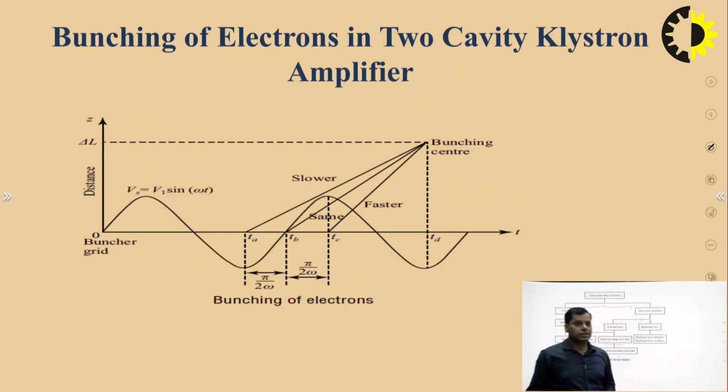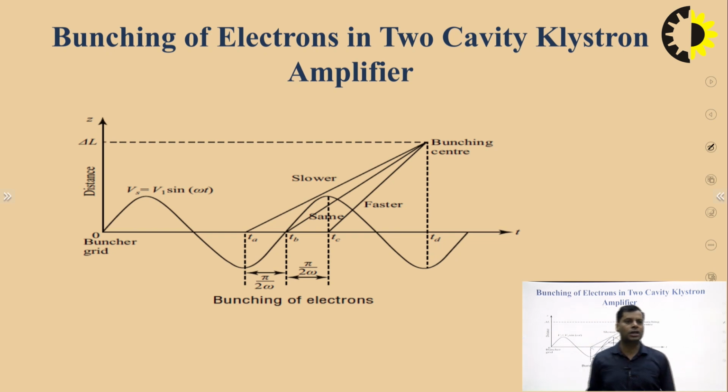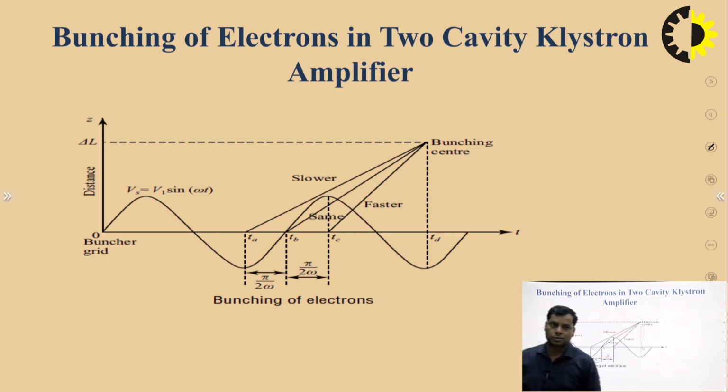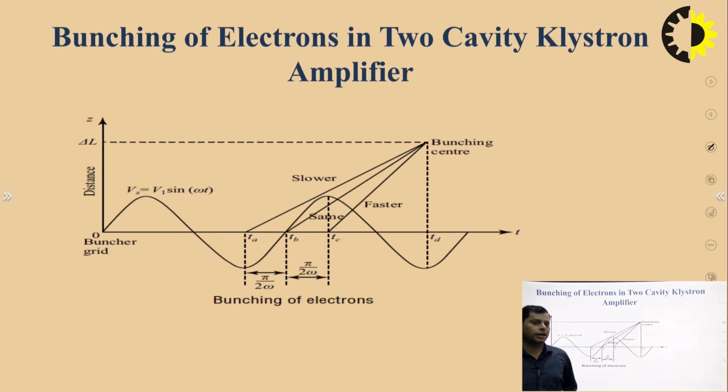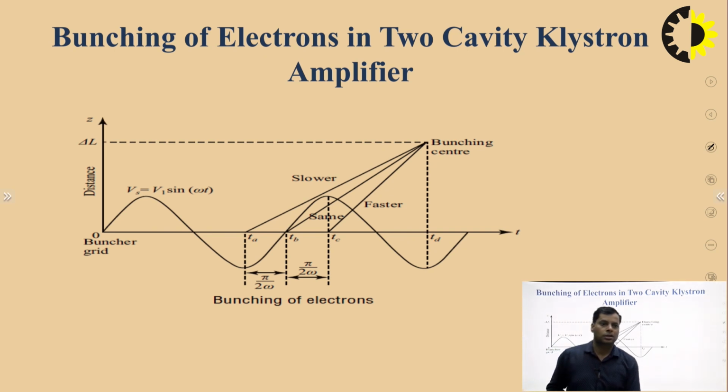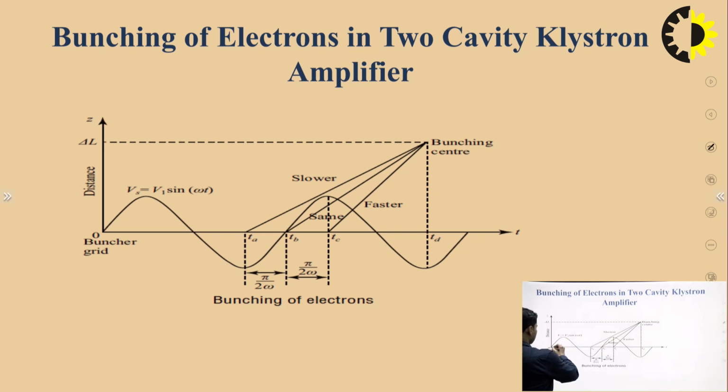So in this series, how will the electron bunching take place? As you can see with this Applegate diagram, it explains the bunching of the electrons inside the buncher cavity and the drift space. Let's say a simple sine voltage is applied across the gap, so Vs equals V1 sine omega t. This is the sine wave, and here we have considered the electrons.